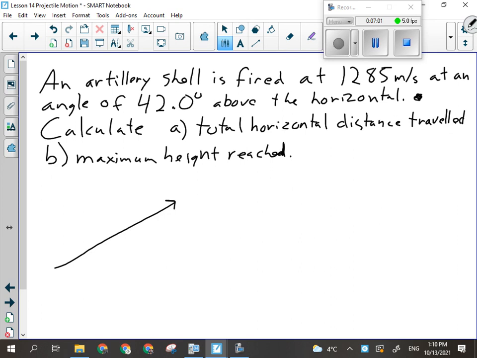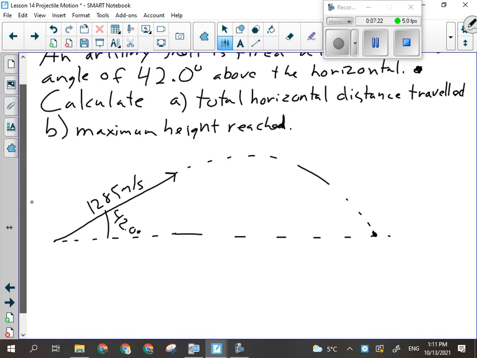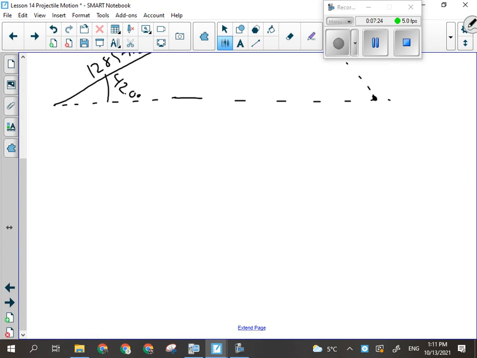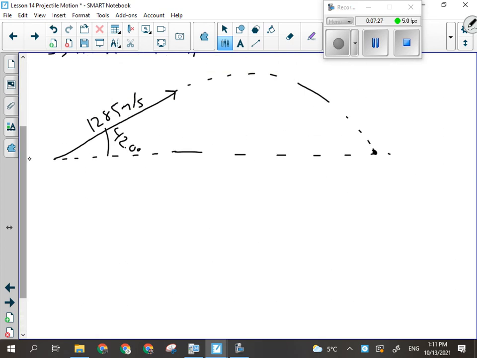So what we know is that the shell is launched at a 42-degree angle at 1,285 meters per second. It's going to follow an arc. It's going to re-encounter the ground over here. Okay? What we're looking for is the horizontal distance traveled and the maximum height. So we want to break this up into its vertical and horizontal parts.